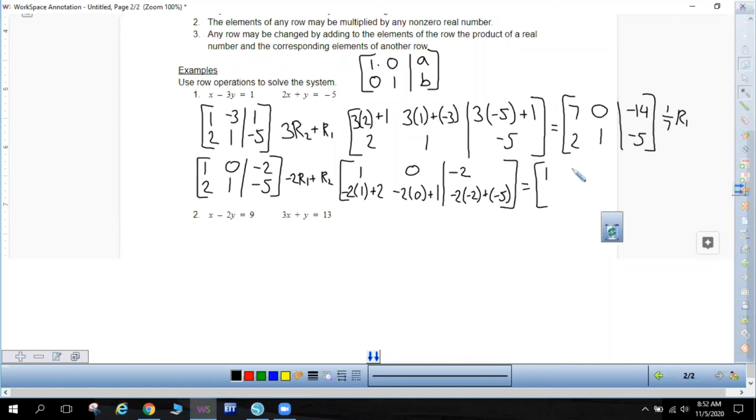Okay, our next step is just actually doing that math. -2 times 1 is -2, plus 2 is 0, which is what we did all that for in the first place. -2 times 0 is still 0, plus 1 is 1. -2 times -2 is +4, plus -5 is -1.